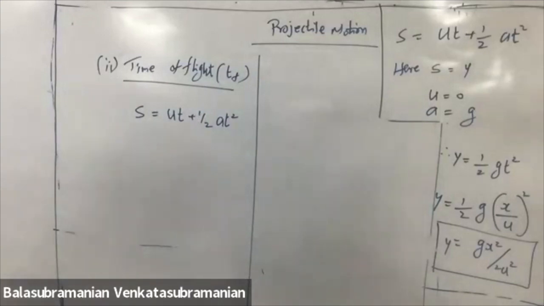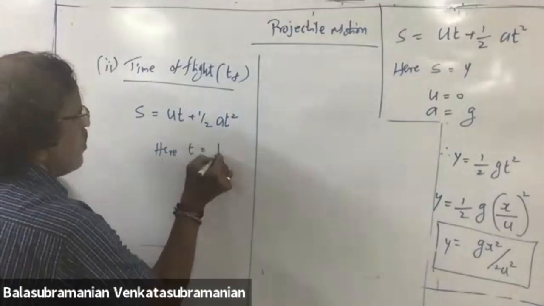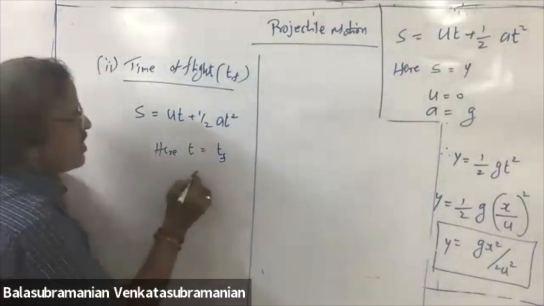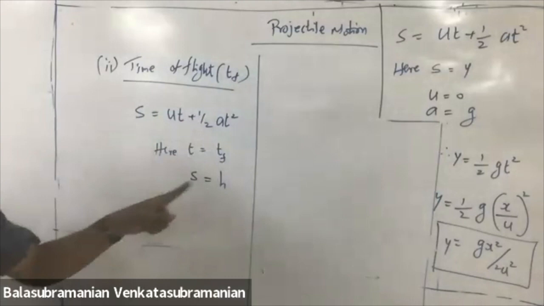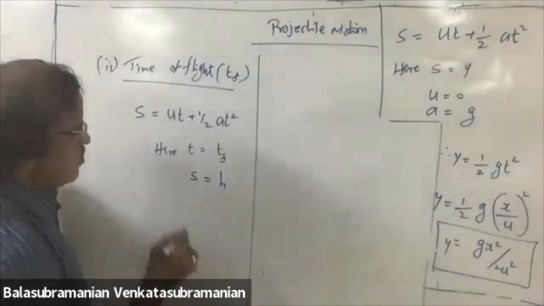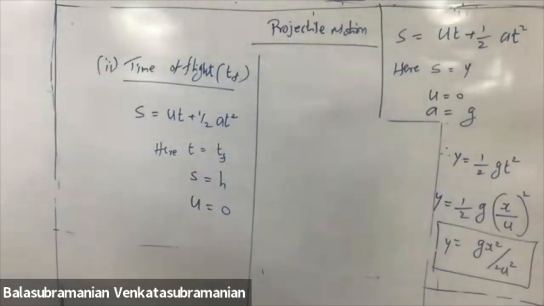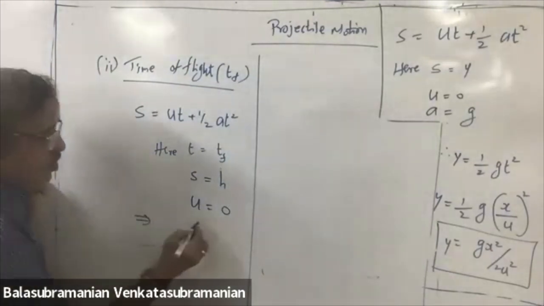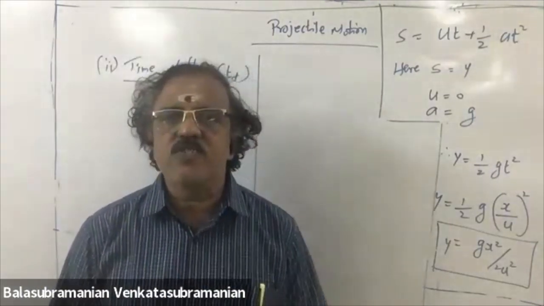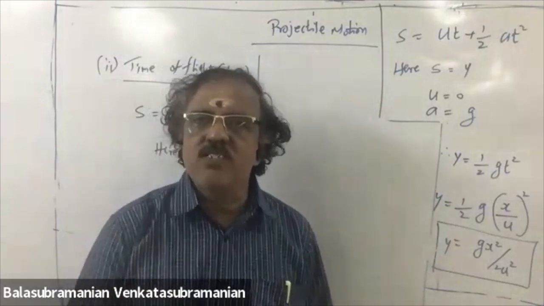Sir, in this case, t is nothing but TF. s is nothing but the height H. s is H. This is vertical downward displacement. So initial velocity u is equal to 0. Of course, a replaces g. In the case of equations of motion, there is no acceleration, it is replaced by acceleration due to gravity. So a is equal to g.